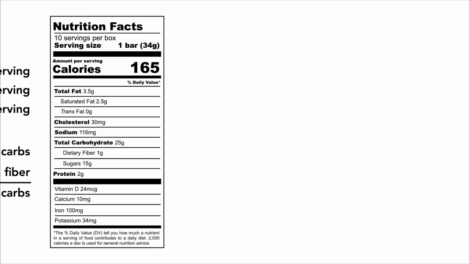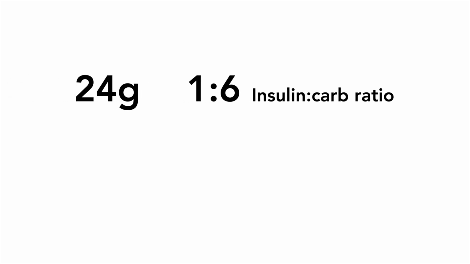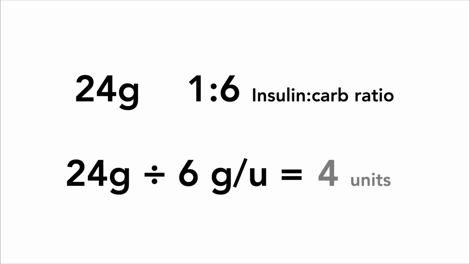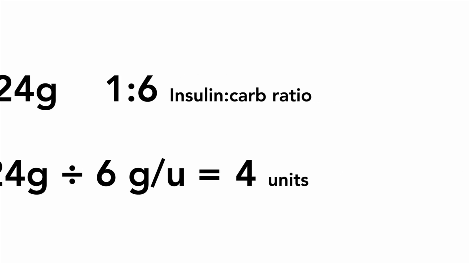Now, to convert this number into units of insulin, we're going to use a 1 to 6 insulin to carb ratio. So, we divide 24 grams by 6 grams per unit to get 4 units of insulin. Great. Now things are going to get a little bit harder.